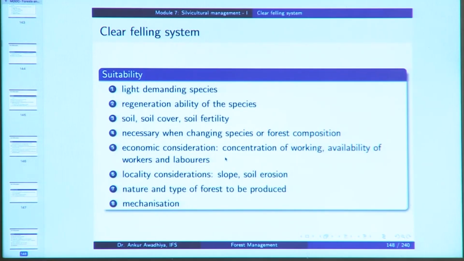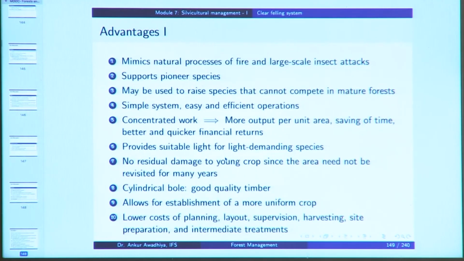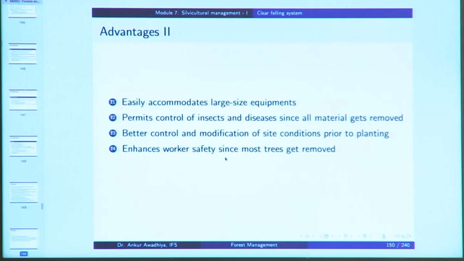Suitability: it is good for light demanding species. Regeneration: it depends on the regeneration ability of the species. Whether or not you will use clear felling will depend on soil cover and so on. Advantages: it mimics the natural processes of fire and large scale insect attacks, supports the pioneer species and may be used to raise certain species that cannot compete in mature forests. It is simple, easy and efficient operations, concentrated work, better financial returns, suitable for light demanding species and so on.